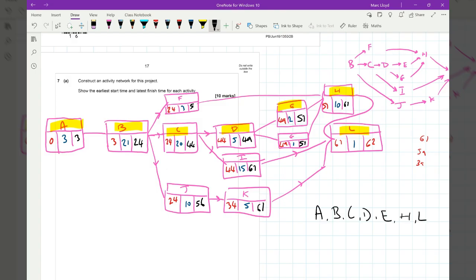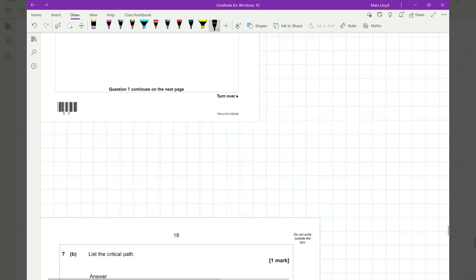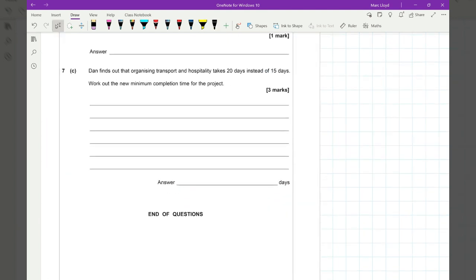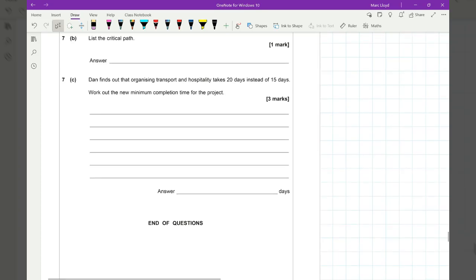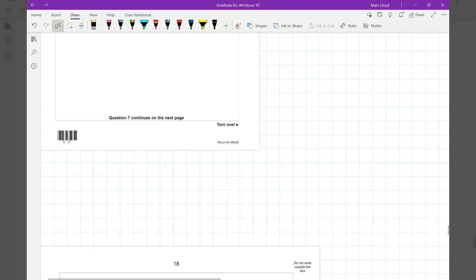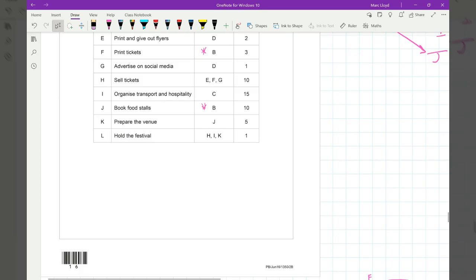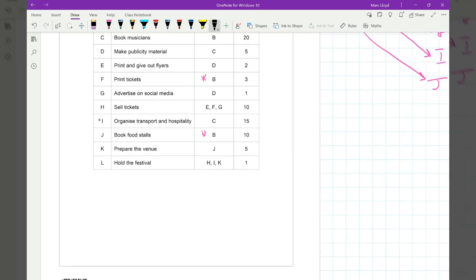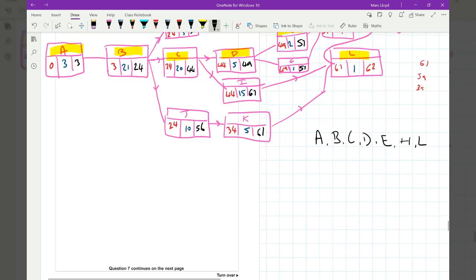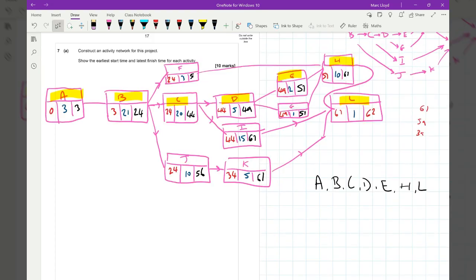Right, part C. And that would obviously go on your answer line. Dan finds out that organising transport and hospitality takes 20 days instead of 15 days. Work out the new minimum completion time for the project. So organising transport and hospitality is part I. So that's going to be 20 instead of 15.